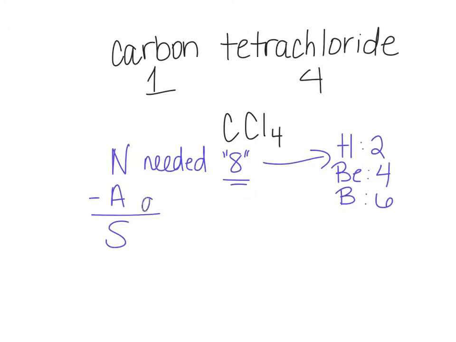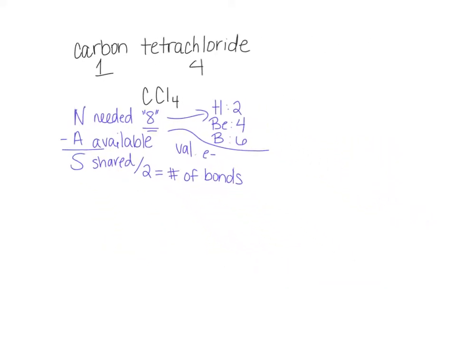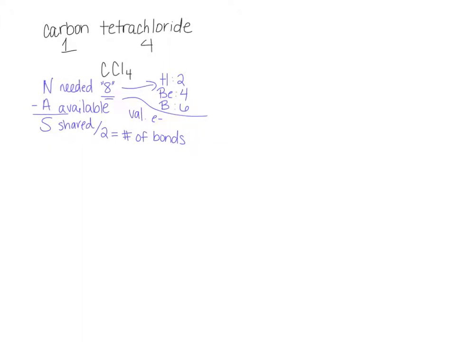Okay. Available is going to be your valence electrons. So at this point, you should be able to do that. Shared is how many of these electrons have to be shared in order for everyone's octet rule to be satisfied. We take that shared and we divide it by 2 in order to figure out the number of bonds. Okay, and like I said, I do require you to use this even on the easy ones so that when we get to the hard ones, it's not going to be so difficult. So I'm going to move this up here so that we have that to refer to.